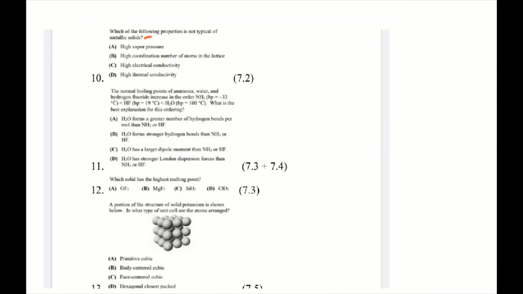Which of the following properties is not typical of metallic solids? A, high vapor pressure. Well, that's not typical of metallic solids, so A is our answer. Now let's look at the other choices. B, high coordination number of atoms in the lattice. Well, we didn't learn this, but the coordination number is simply the number of atoms attached to one atom.